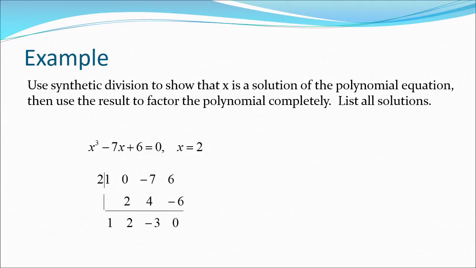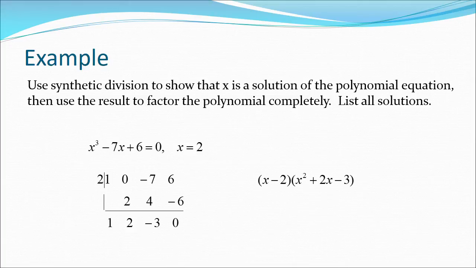Okay, so here we have the synthetic division. Like I said, you don't have a negative on the 2, it's just 2. You always do that when they give you the number instead of the factor. Bring the 1 down, multiply, 0 plus 2 is 2, multiply, negative 7 plus 4 is negative 3, multiply, and 6 minus 6 is 0. So it is indeed a factor.